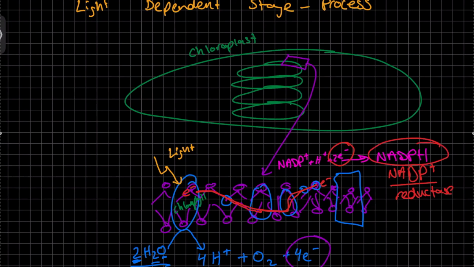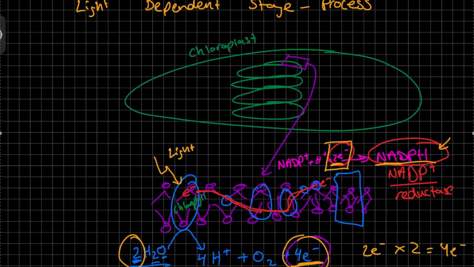Now we know over here that 2 electrons are required to produce 1 NADPH, and we also know that 2 water molecules release 4 electrons. This means that with 4 electrons, we should be able to produce 2 molecules of NADPH, as only 2 electrons are required to make 1 NADPH. So 2 electrons times 2 will give us 4 electrons. So the 4 electrons over here can make NADPH twice.